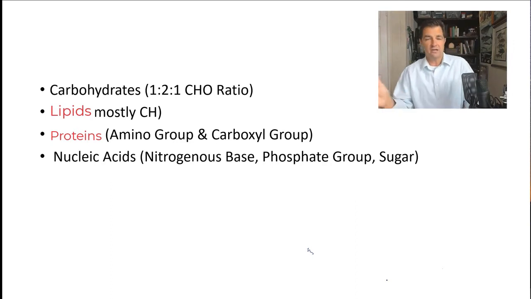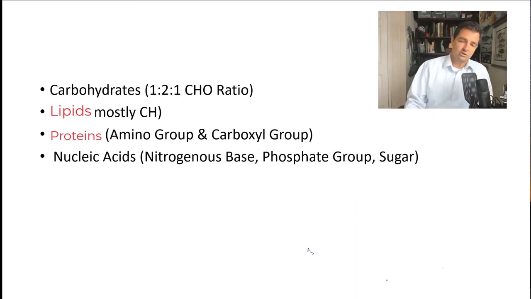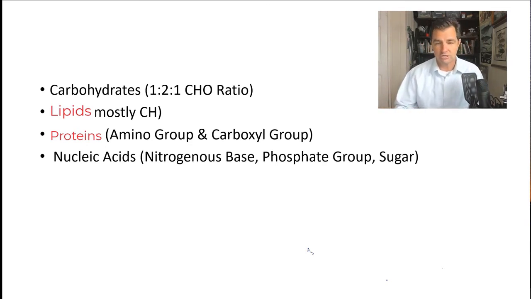Proteins are going to have an amino group and a carboxylic group, and also usually some other form of what we call an R group, which means various things could be attached to that point. And then nucleic acids, we'll go into more detail on these when we get to DNA much later on, but nucleic acids are going to have three components to them: a nitrogenous base, a phosphate group, and a sugar.